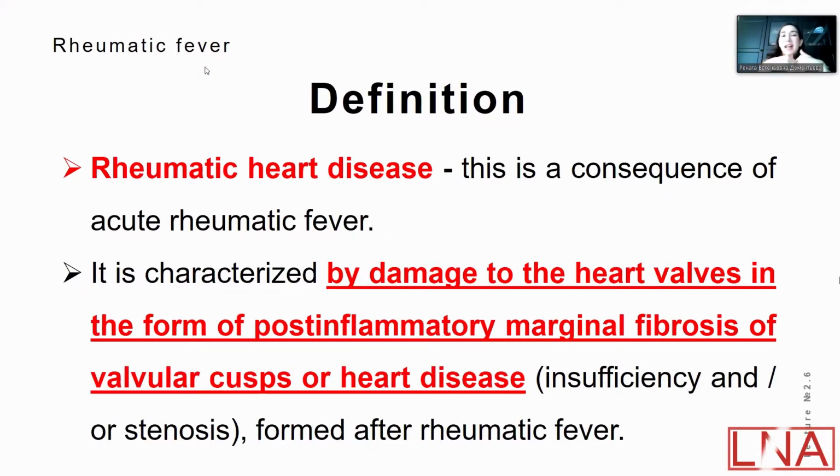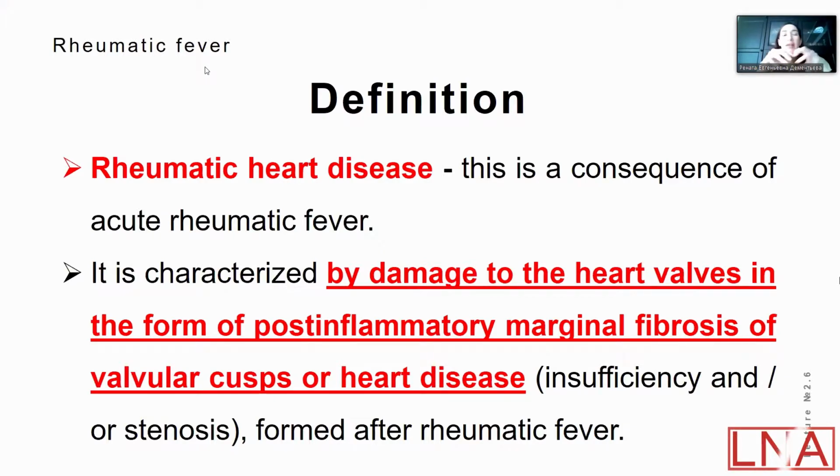What is rheumatic heart disease? This is a consequence of acute rheumatic fever. It's a prolonged complication, a result of acute rheumatic fever. In turn, it's characterized by damage to the heart valves, exactly the cusps of the heart valves, in the form of post-inflammatory marginal fibrosis of the valve cusps, leading to the development of valve defects, insufficiency and or stenosis, which form after rheumatic fever.